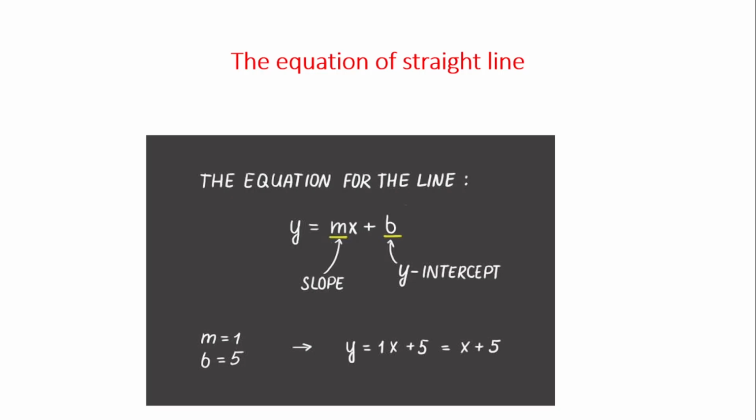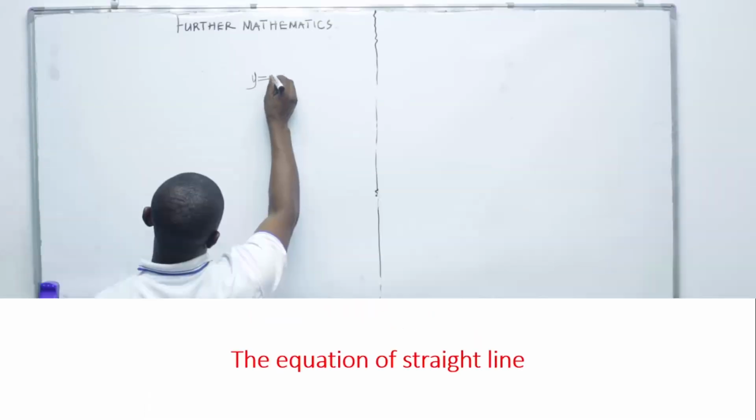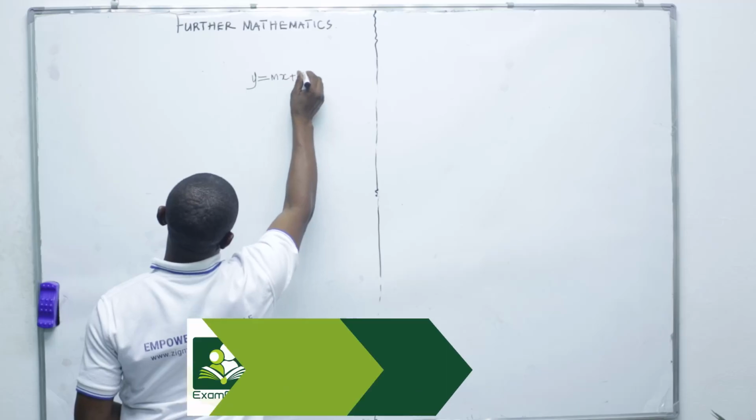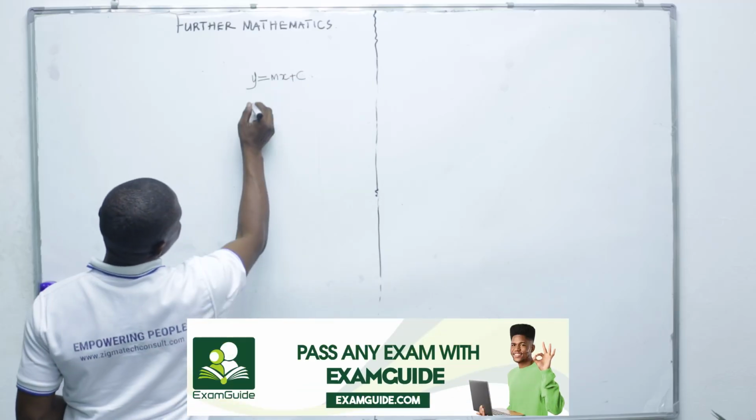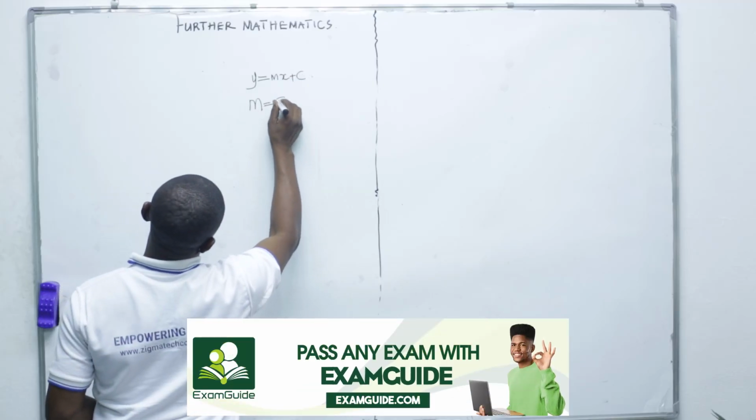Here is the topic now, equation of straight line. I cannot go into equation of a straight line just like that without talking about the slope. But the first thing you have to learn from this video is that the equation of a straight line is y equals mx plus c, okay? Where m means what? The slope.